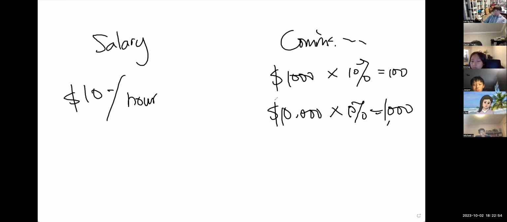Salary. 你喜欢 salary. Okay, Emma, how about you? Commission. You like commission? Jasper, how about you? Commission. You like commission? Okay, Lilac, how about you? Salary. You like salary? Okay, Michael, commission. You like commission. Okay, we have 3 people like commission and 2 people like salary.